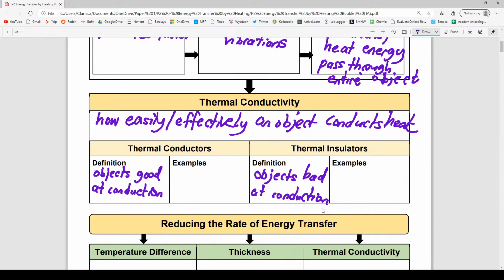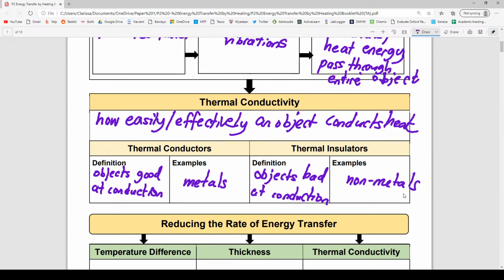One common misconception that I want to correct, because some students might get confused by this, is that when I say thermal insulators are bad at conduction, that doesn't mean it's a bad thing, right? Because sometimes we don't want conduction. Sometimes we want conduction, sometimes we don't. So it all depends on what we want when we're designing something. Are we going to pick a conductor for this, or are we going to pick an insulator? Examples of conductors are metals, and insulators are typically non-metals.